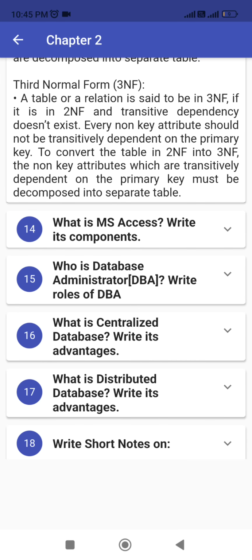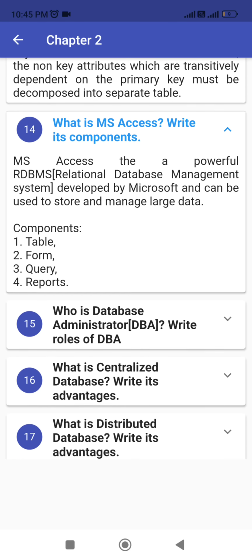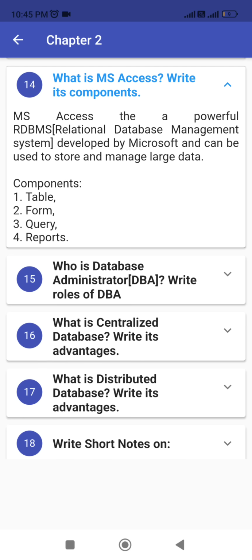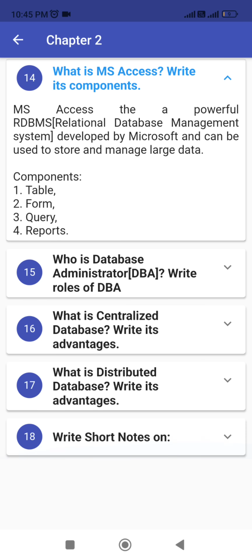Question 14: What is MS Access? Write its components. MS Access is a powerful RDBMS, relational database management system, developed by Microsoft and can be used to store and manage large data. Components: number 1 table, number 2 form, number 3 query, number 4 reports.